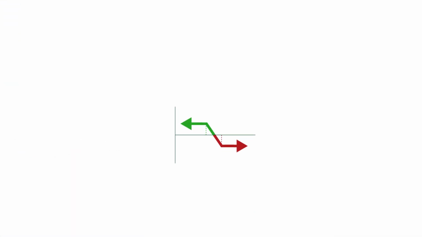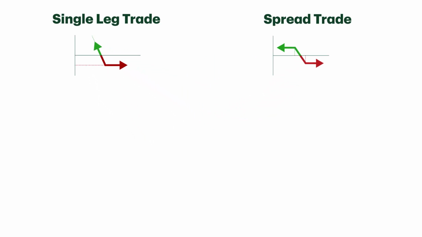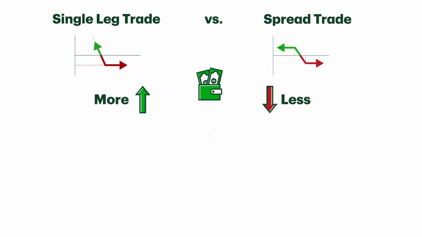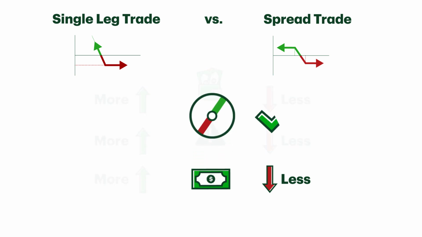Now, there are a few things to make note of when comparing a spread trade to a single leg trade. The spread trade has less potential for profit with less risk. The spread trade requires less capital or has a lower margin requirement. And because of that lower capital cost, the spread trade has a more favorable break-even point.